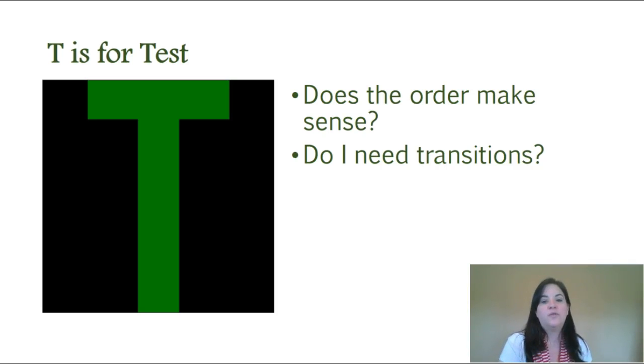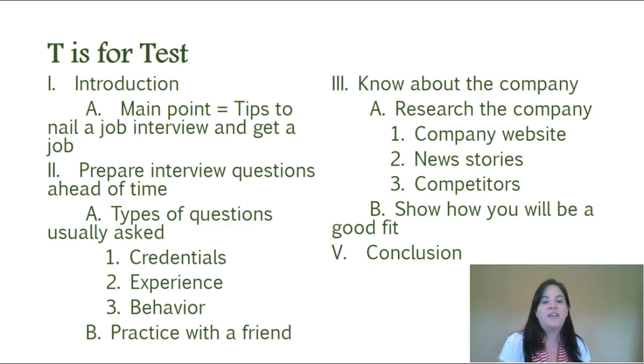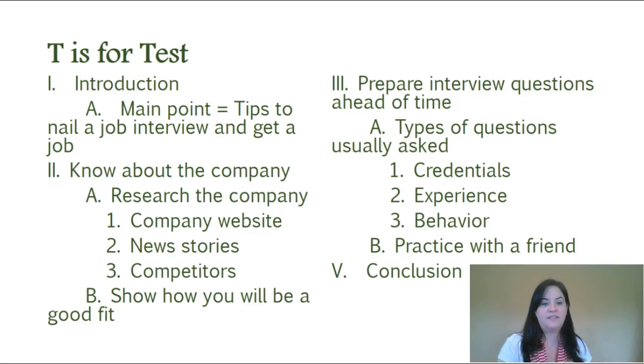The last thing to look for in the FACT approach is T for test. Here you want to test your order. Does it make sense, and do you need to add any transitions? So looking back at my now further revised outline, I have my introduction, then to prepare interview questions ahead of time, then to know about the company, and finally a conclusion. I think it might make more sense to switch the order of my two main ideas. Knowing about the company might help me figure out what types of questions they're going to ask. So I'm going to flip those around.